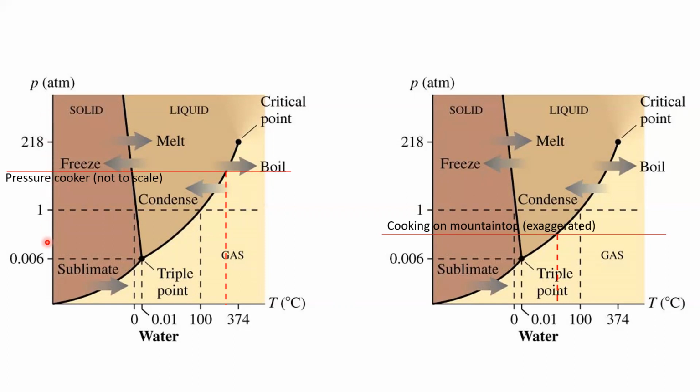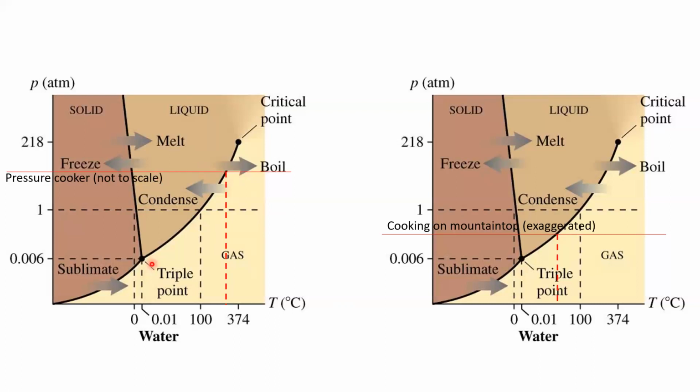Again, this is not to scale. This is exaggerated. I don't know what a typical pressure is inside a pressure cooker, but let's say it's significantly above 1 atmosphere, because you've got the food and the water sealed. It's not open to the atmosphere. You can develop pressures well above 1 atmosphere. Let's look at where this line intersects the equilibrium curve between liquid and gas.